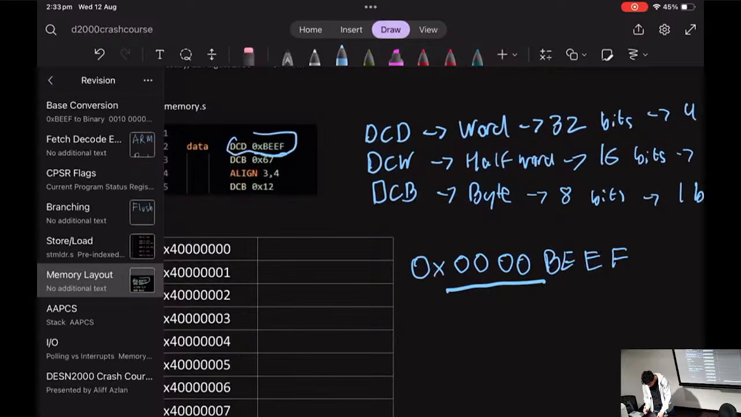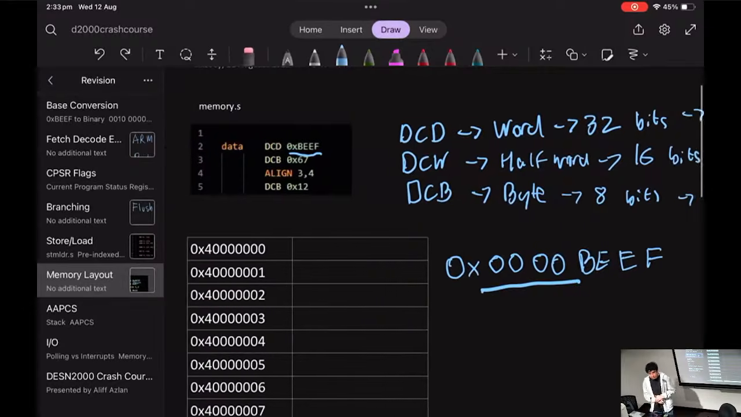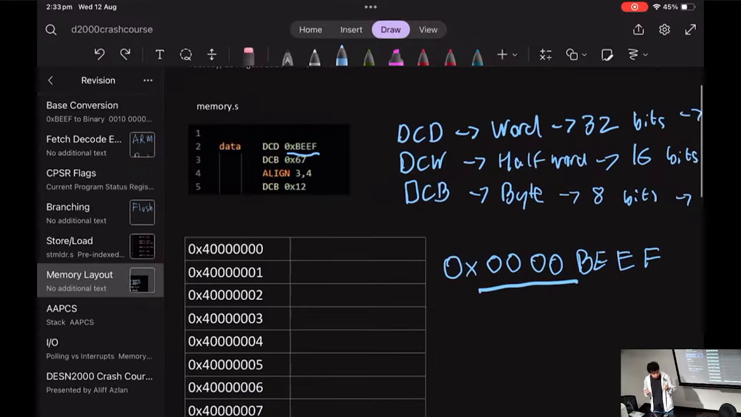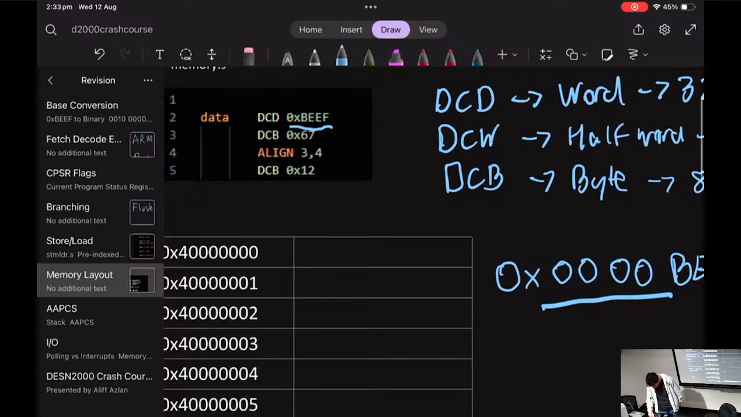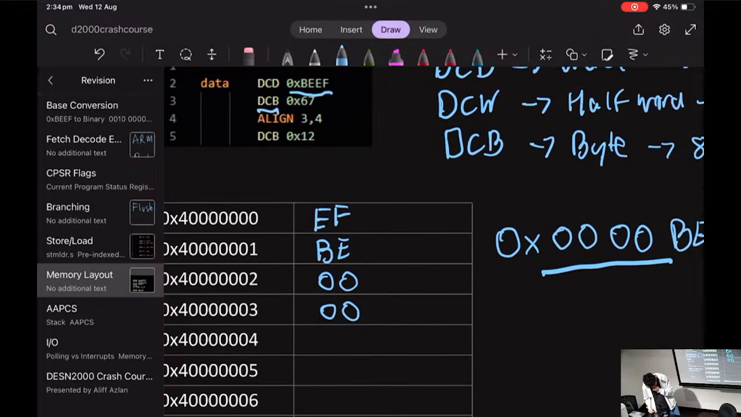So let's put that into memory. Remember, little endian means the end part goes into the smallest address. What's the end part here? We have EF. That's our first byte, right? So we will have EF here. Then we would have BE, and then we have our 2 bytes of zeros. Yep, and that's what BEEF would look like inside your memory. Now the next one is DCB 67, right?